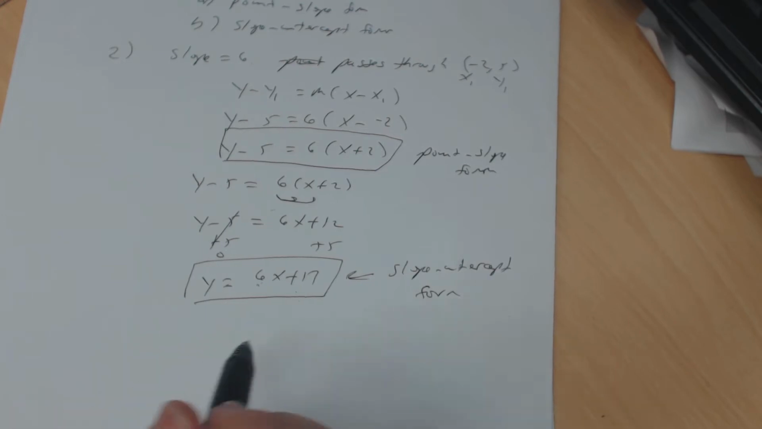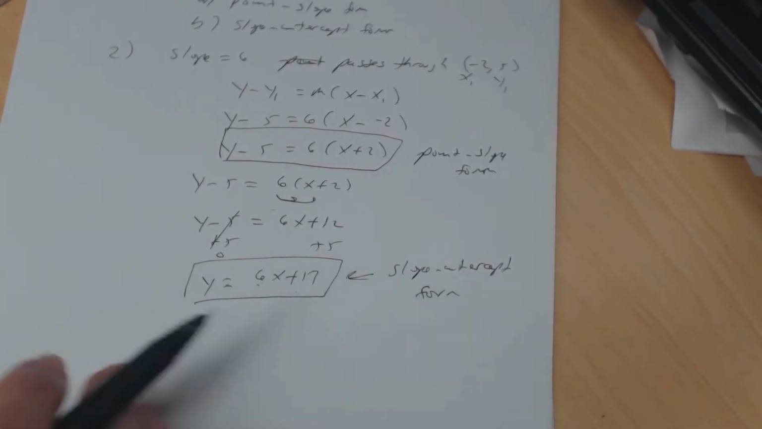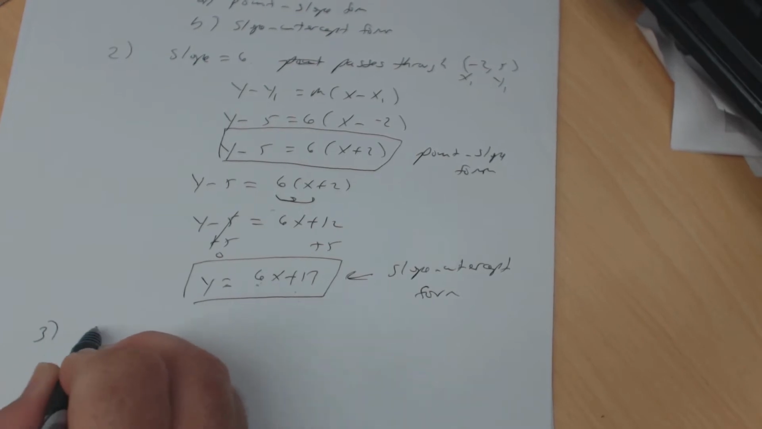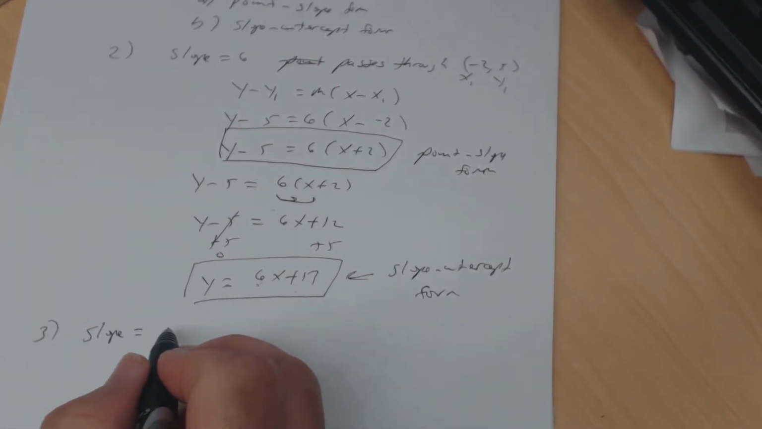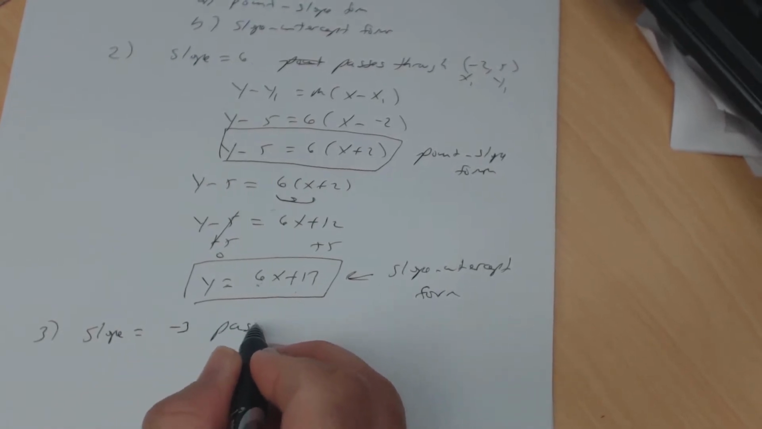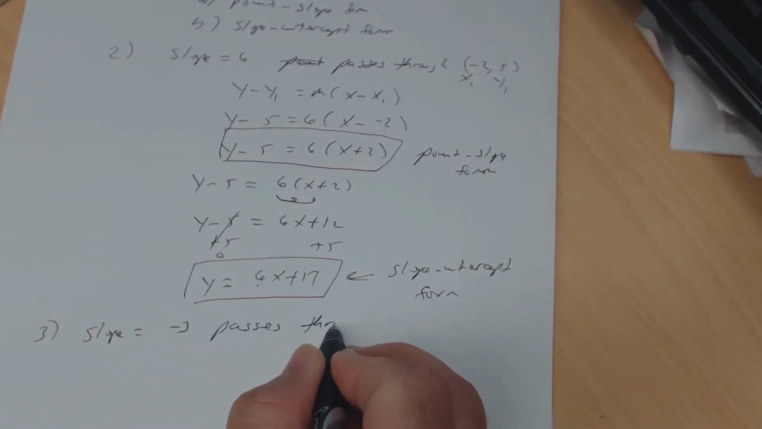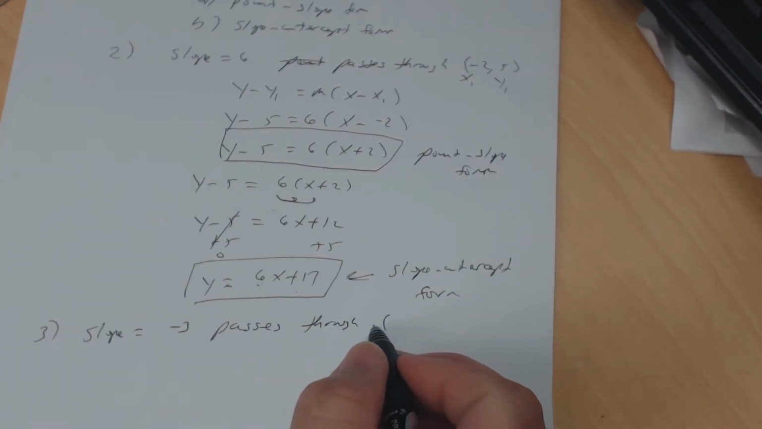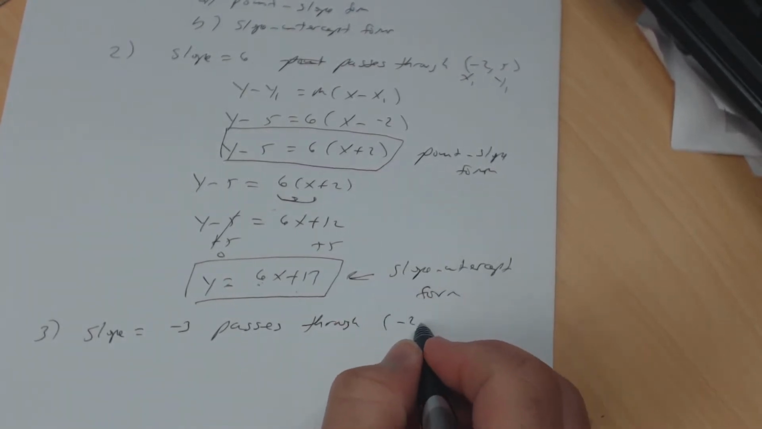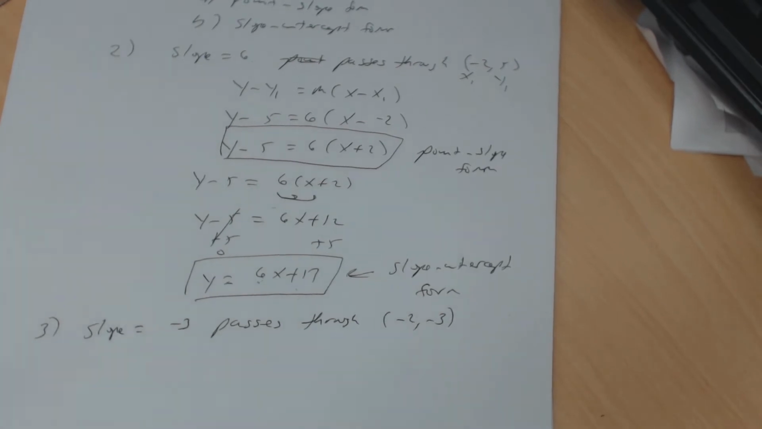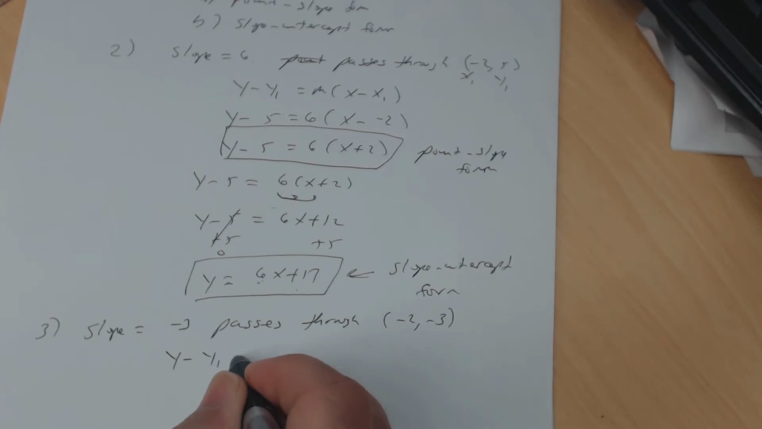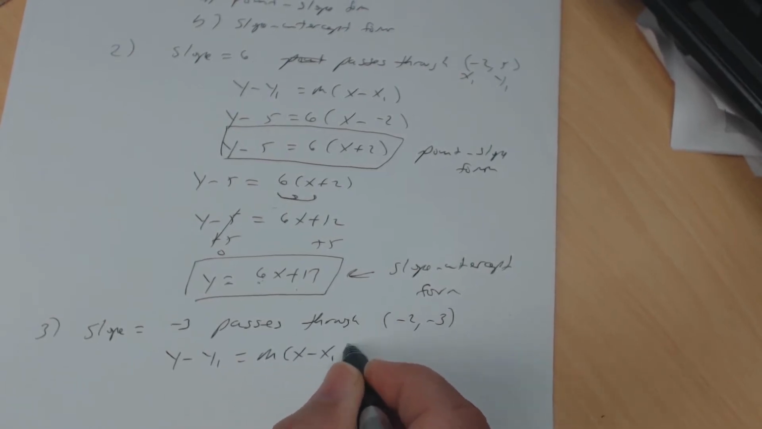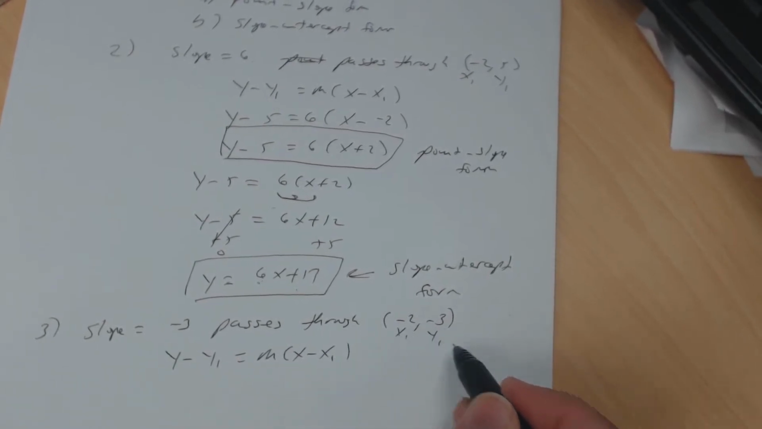Okay? All right. Number 3, suppose the slope this time is -3 and passes through, and let's say my point is -2, -3. All right, so first of all, we want to write in point slope form, so we got to use our formula. y minus y1 equals the slope times x minus x1. So here's your x1, here's your y1. Make sure you label it. And these just plug back in.